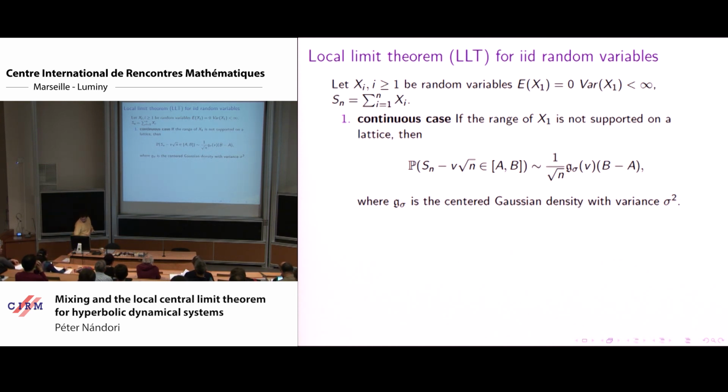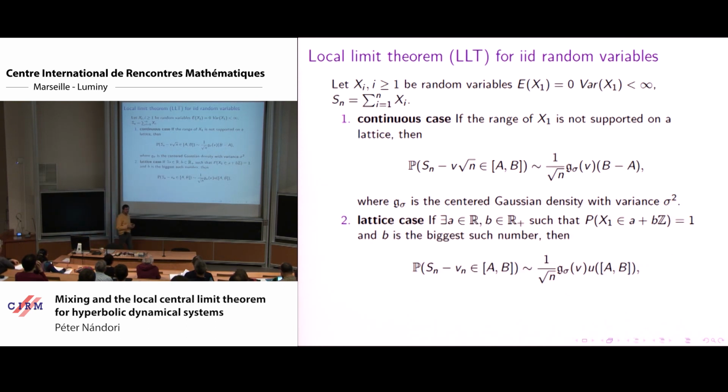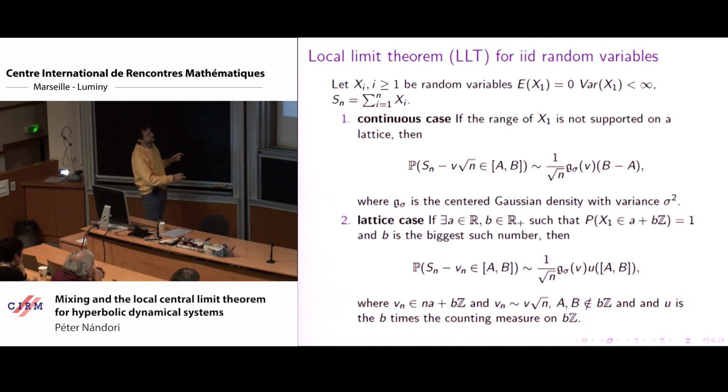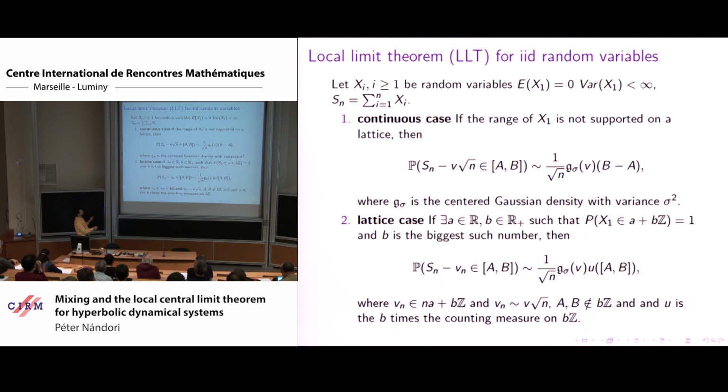And there is another case, which is the lattice case. If your random variable is supported on a shifted lattice, to be a little more precise, if there are numbers A and B such that X1 takes values in A plus BZ, where B is positive (well, it could be negative), and B is the biggest such number, then you have a similar expression. There are two differences. One is that you should watch out how you put this V times root n relative to the lattice. So Vn should be on the shifted lattice, in Na plus BZ, and asymptotic to V times root n. Then you get similar asymptotics.